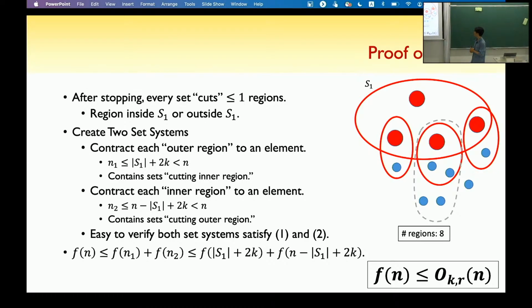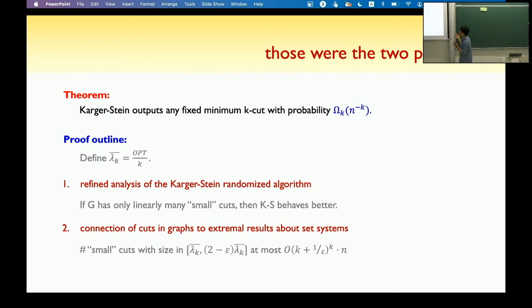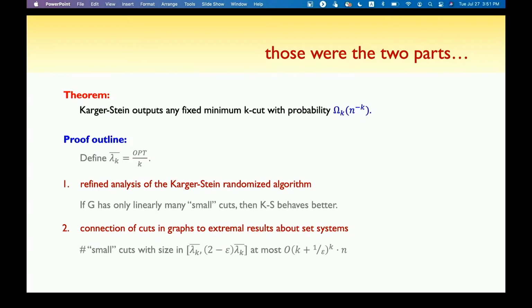Okay, so that's the whole proof for the second part, almost the whole proof. So that's done. Again, this is the statement we proved, and the proof was divided into two parts, and we proved each part separately.